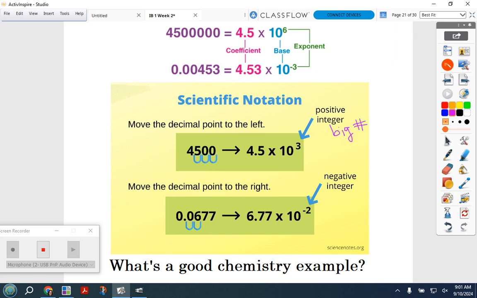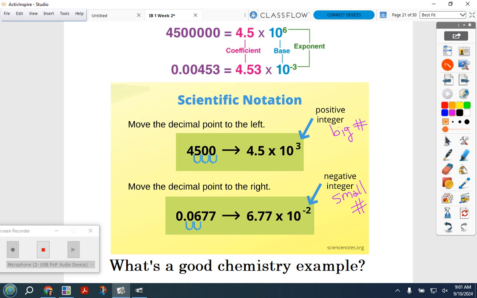A negative integer is going to be a very small number, or represent a very small number. So even though I still have one digit before the decimal place, the fact that my exponent is negative means that I'm moving this decimal place to the left to make a smaller number. So 6.77 times 10 to the negative 2, I move that decimal place twice. I put zeros in wherever I don't have a placeholder, and now it's 0.0677. Okay?